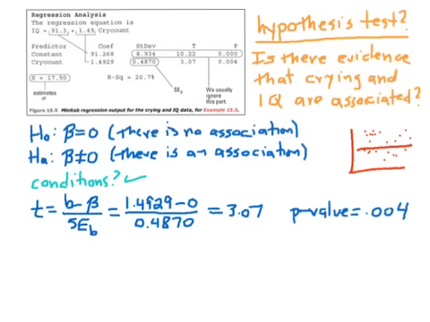You know what's really neat about that t-score? You don't even have to do it by hand, because look, this is the t-score column, and there's that number 3.07. If you had to get the p-value, hey look, the next column is the p-value, and there it is. There's the p-value of 0.004.